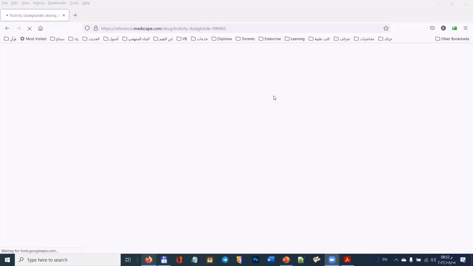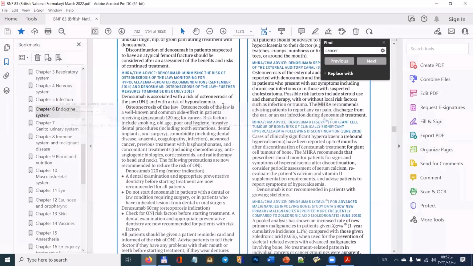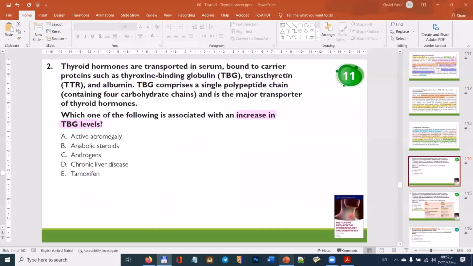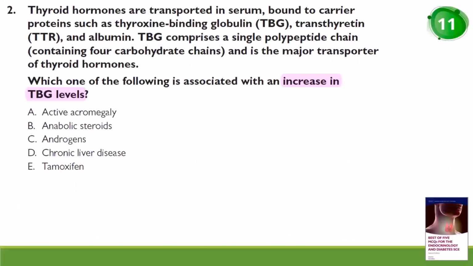Dulaglutide is another GLP-1 receptor agonist that can increase the risk of medullary thyroid cancer. So liraglutide and dulaglutide. And so this inshallah we will cover in diabetes. So it is presented as a black box warning in the e-medicine. So I will go to about 10 to 12 questions to finalize this session inshallah.